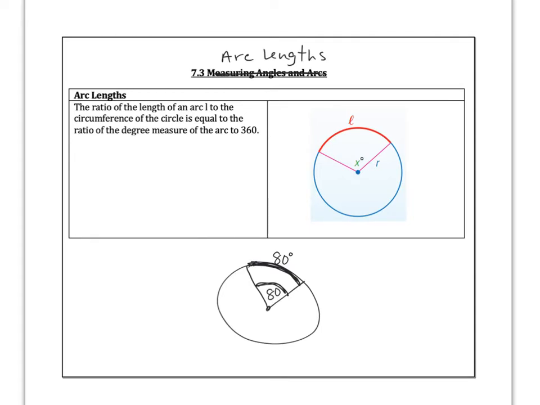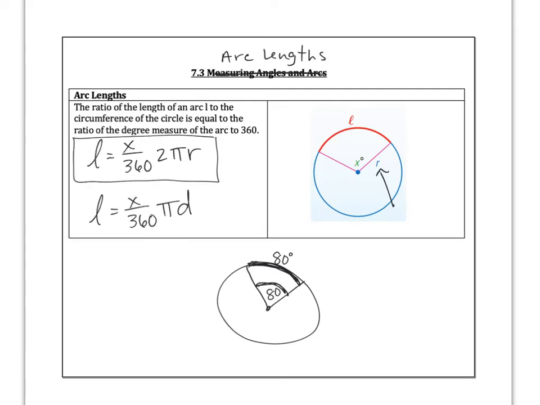So there is a formula for finding arc length, and it goes like this. It's cursive L, which stands for length, equals x over 360 times 2 pi r. And the r stands for radius. Remember, you can tell from your picture that the radius is halfway across the circle. A second way you could write this is x over 360 times pi times diameter, because 2 radii is the same as a diameter. So both of these work. I tend to use the top one more often.